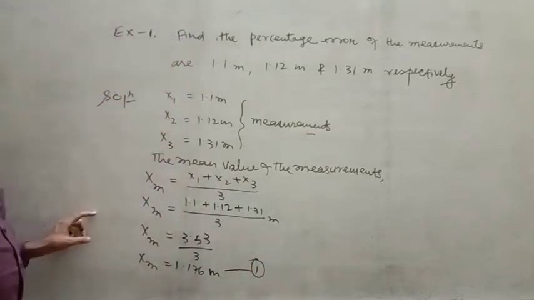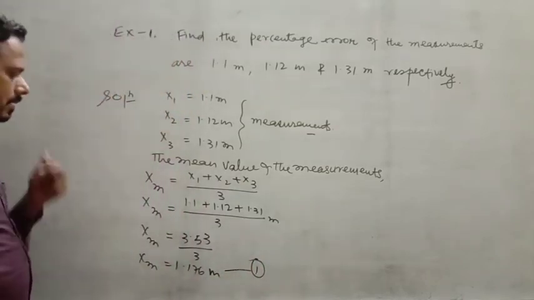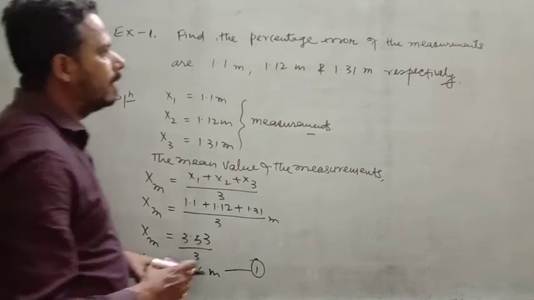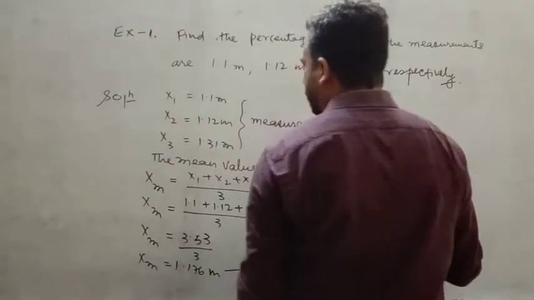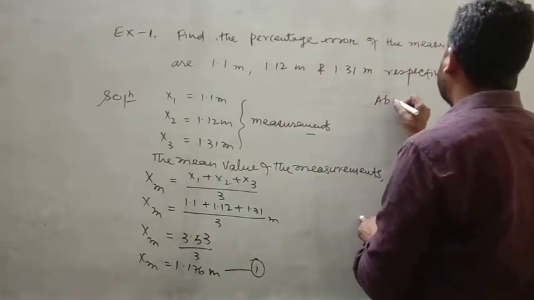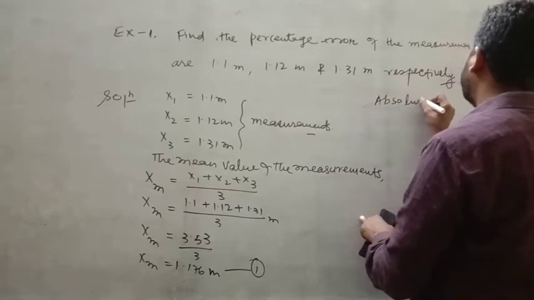Then you find its absolute value. In the next step you need to find the absolute errors.